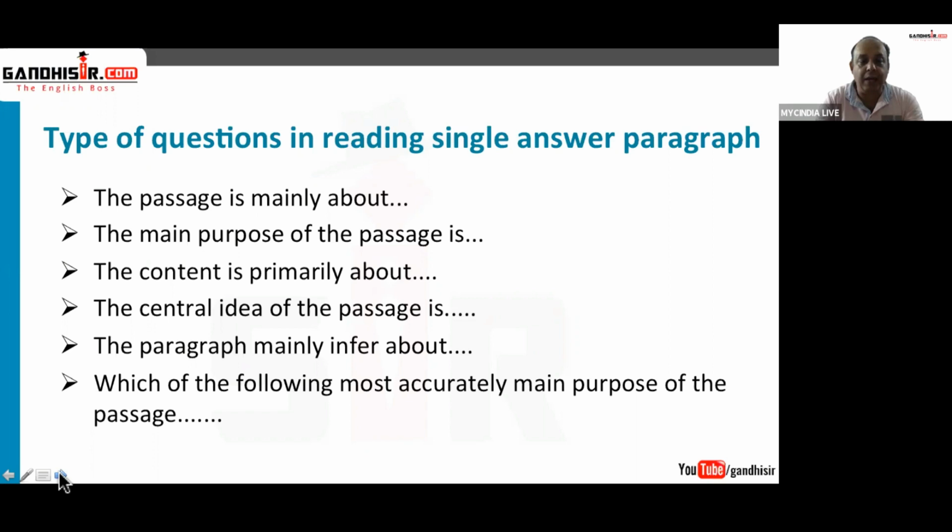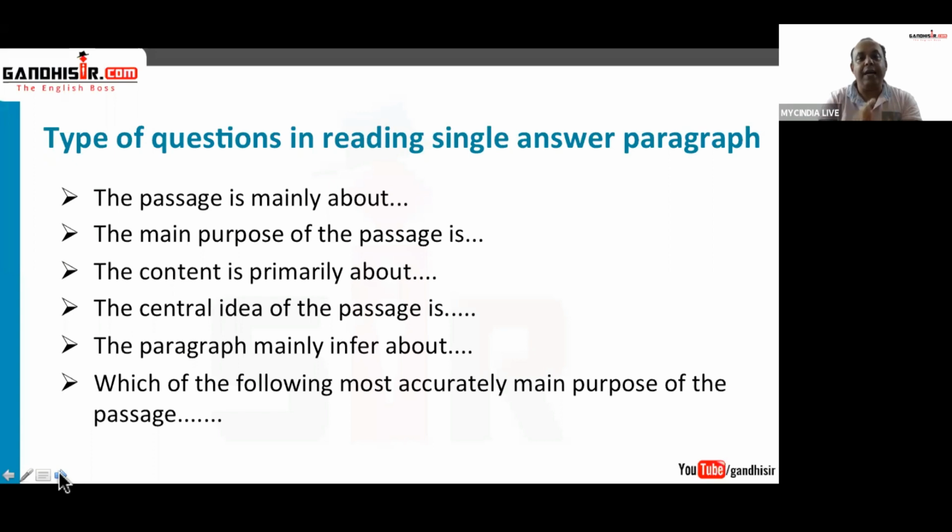what kind of questions could be in an exam? It means अभी तक मैंने सिखाया कि किस तरह से आपको पैसेज पढ़ना है. अब मैं बता रहा हूं कि क्वेश्चन को रीड करने का तरीका क्या है और क्वेश्चन जो है वो किस टाइप में होगा. इस टाइप में होगा. The passage is mainly about, the main purpose of the passage. The content is primarily about, the central idea of the passage. The paragraph mainly infers, which of the following most accurately states the main purpose of the passage.